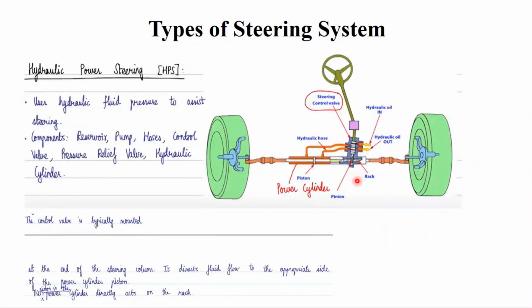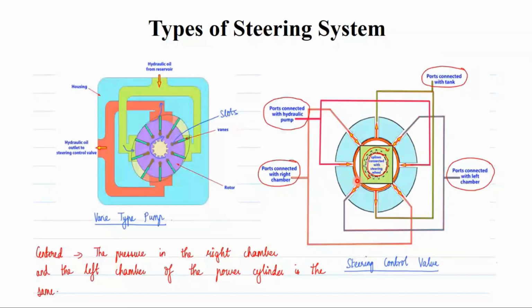And the motion is going to happen. Here we are going for hydraulic assistance, and this is very interesting. You are going to have a vane type pump. You see here, this is the hydraulic oil coming from the reservoir, and it goes to the vanes, which have different slots. Again, it goes to the hydraulic outlet to the steering control valve.